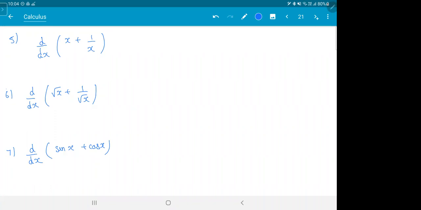Show you the first one. So this is x and this is x power minus 1. That is 1 minus 1, x power minus 1 minus 1. So 1 minus 1 by x square. Check it out. That is 1 by x is x power minus 1. So n is minus 1.